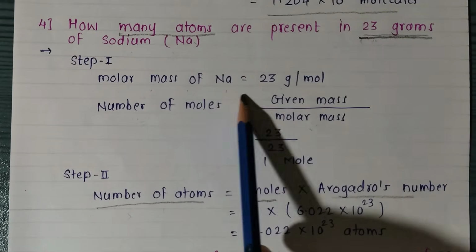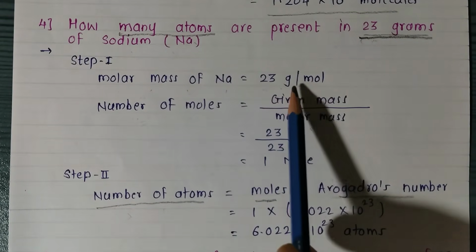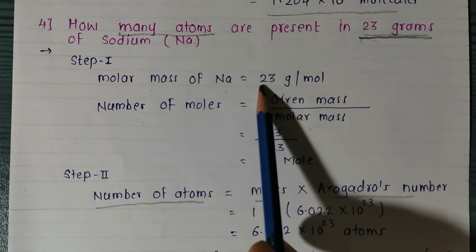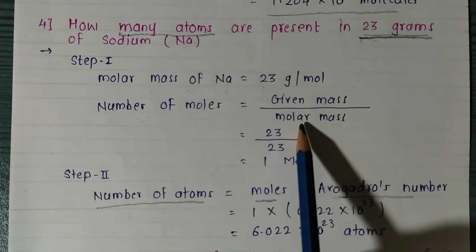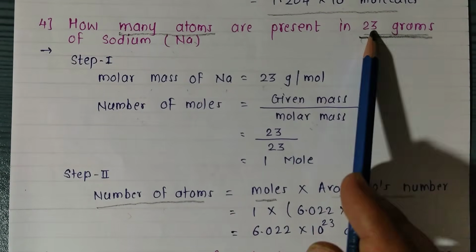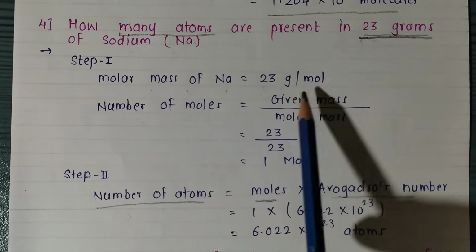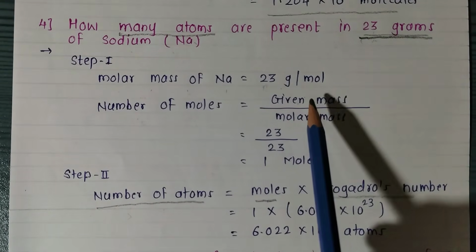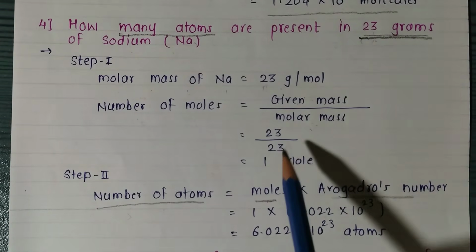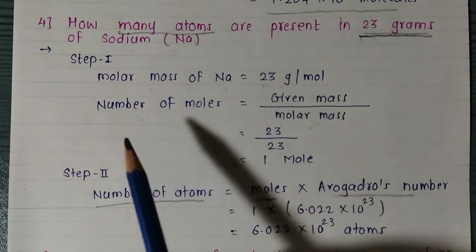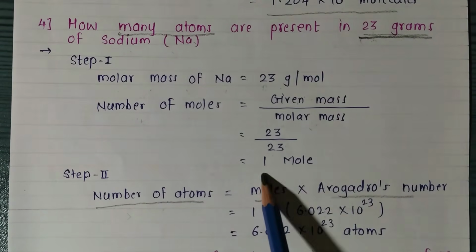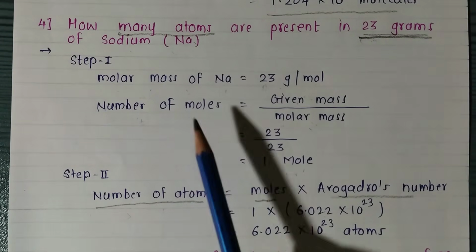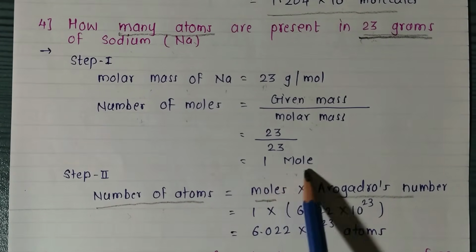The molar mass of sodium is 23 grams per mole. So we take this value as the molar mass of sodium, and the given mass is already given, that is 23. So given mass 23, molar mass 23. We calculate the number of moles: 23 divided by 23, that is 1 mole. So here the number of moles is 1.